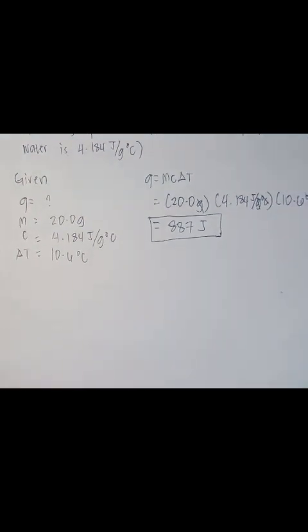So, let's go for the problem number 2. What will the temperature change be if 947 joules of heat are added to 76.4 gram of a material with a specific heat of 0.607 joules per gram degree C?